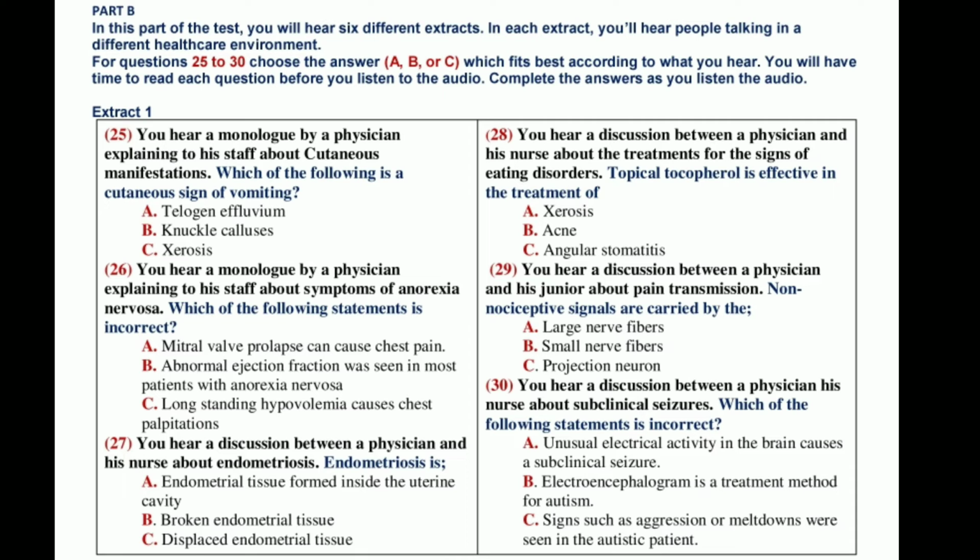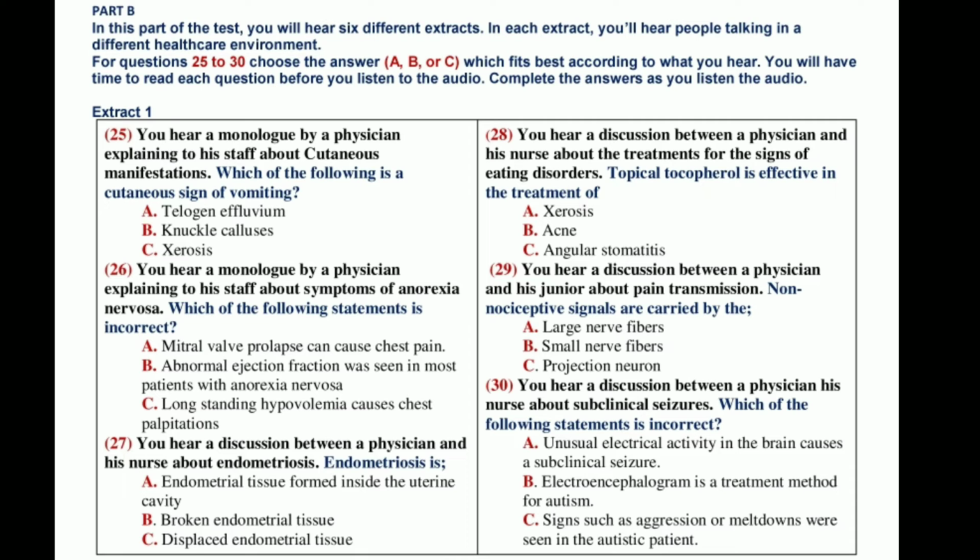Now look at Part B. In this part of the test, you will hear 6 different extracts. In each extract, you'll hear people talking in a different healthcare environment. For questions 25 to 30, choose the answer A, B, or C, which fits best according to what you hear. You will have time to read each question before you listen to the audio. Complete the answers as you listen to the audio. Now look at the question 25.